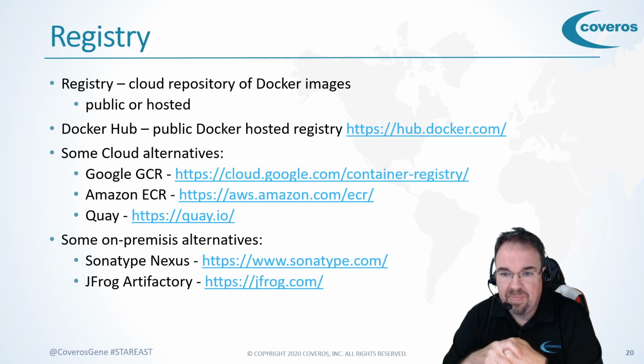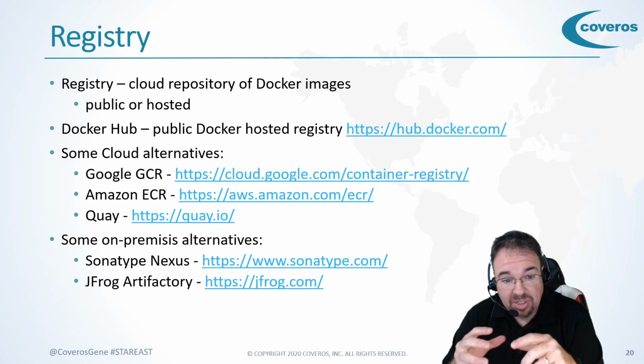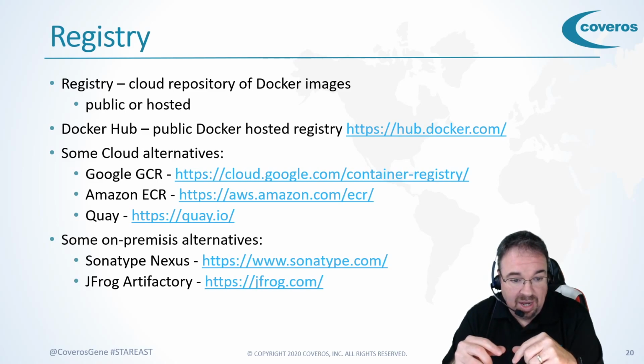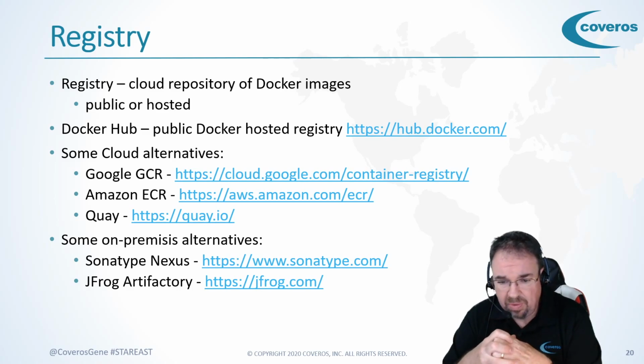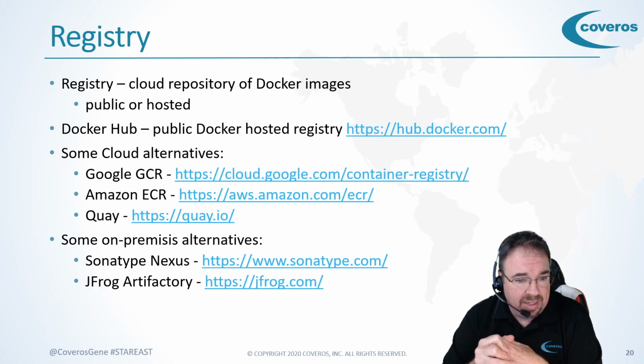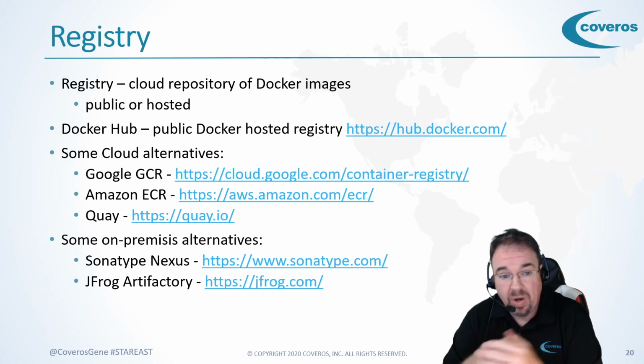You don't have to use the public hosted Docker registry. Google has one, Amazon has one. There's a service out there called Quay that has some cloud alternatives, right, that you can push stuff to. There's also some on-premises alternatives. There is Sonatype Nexus, which is something we work with a lot. A lot of people use that as their software repository, and you can use that as a Docker registry as well. JFrog, very, very similar software, that also can be used as a Docker registry, as can Quay as well, right?